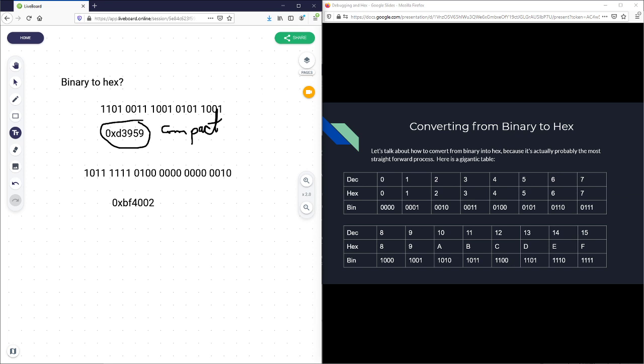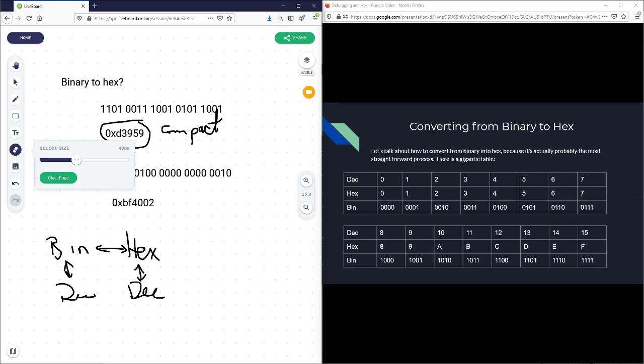Okay. So at this point, what can we do? We can go from binary to decimal and back. We can go from hex to decimal and back. And now we can go from binary to hex and back. Oh, I'm sorry. We have missed one. I just recalled we've missed one.